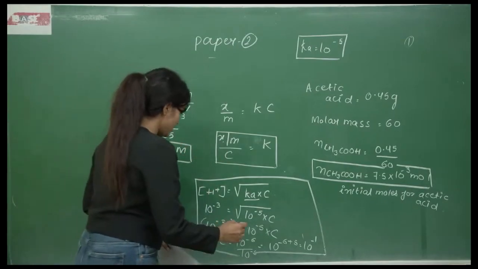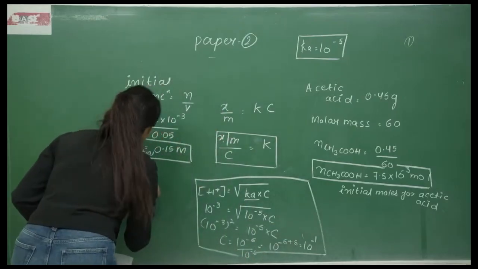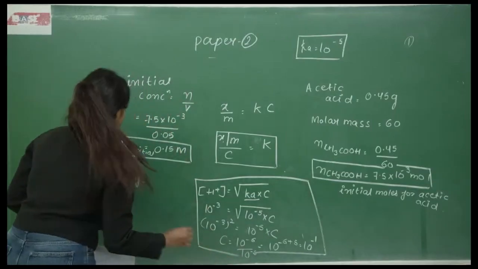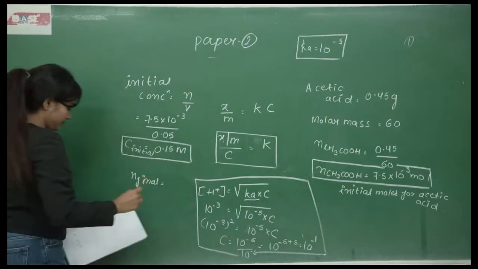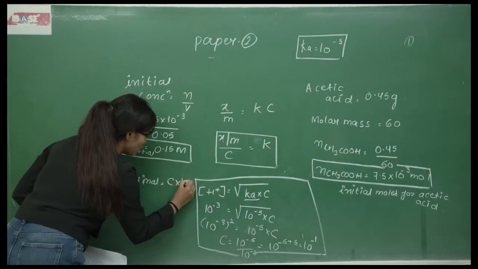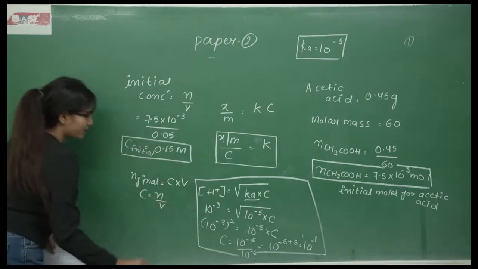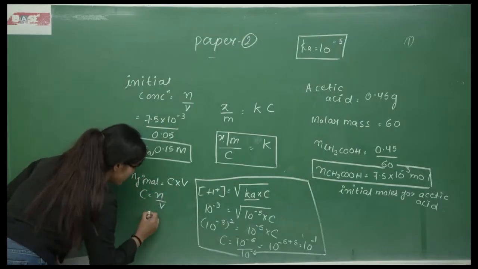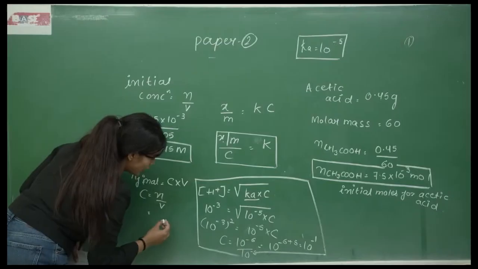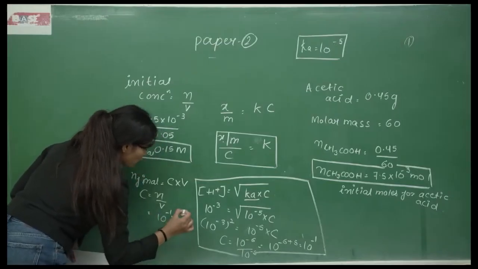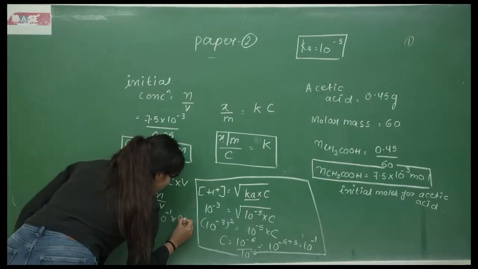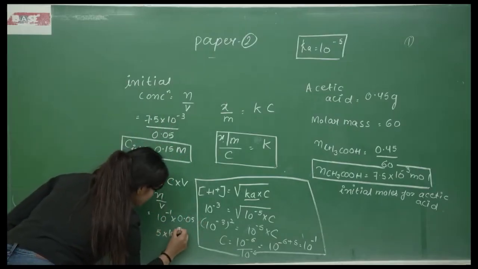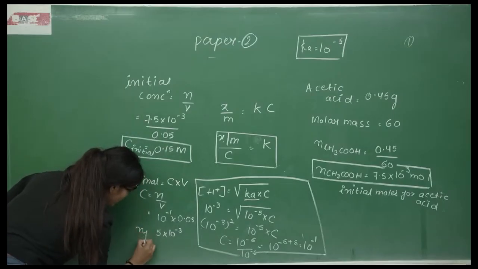Now, the final moles we have to find. Just do C into V, because we know that concentration is n by V. So if you want to find the final number of moles, you have to multiply concentration with V. What is the final concentration we have? 10 raised to the power minus 1 into the volume, which is 0.05. So the final moles we have is 5 into 10 raised to the power minus 3. This is the final moles.